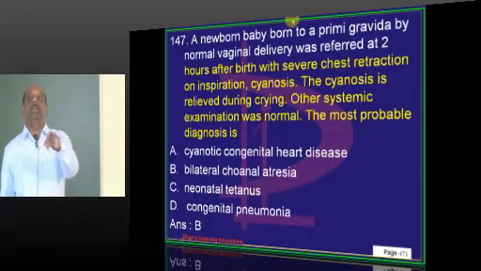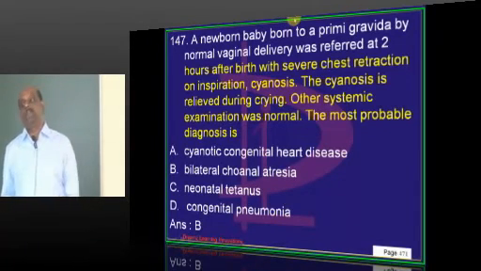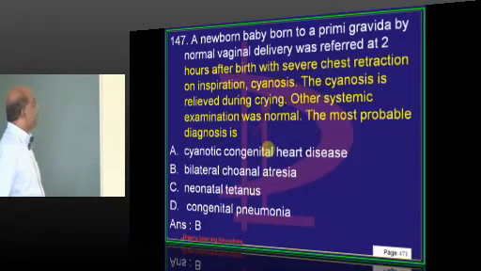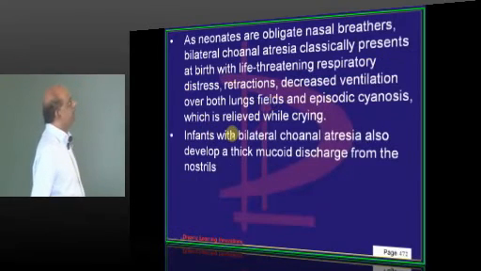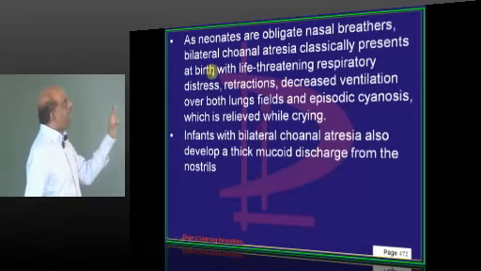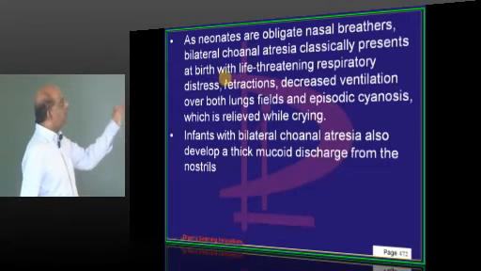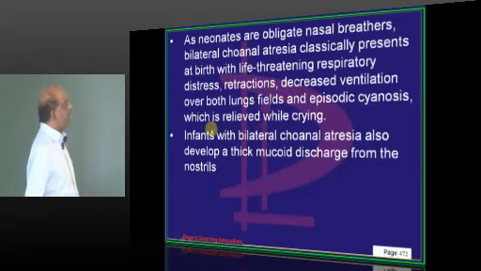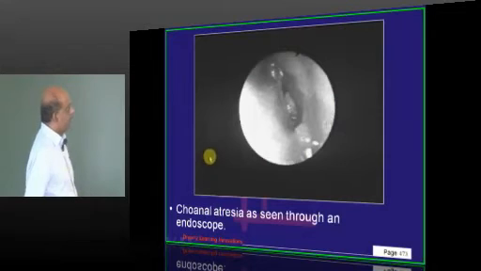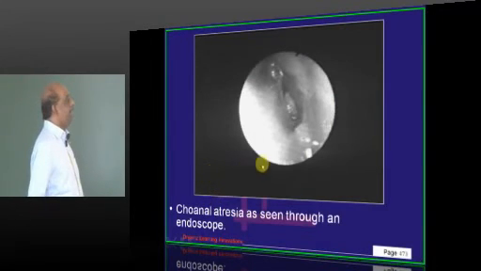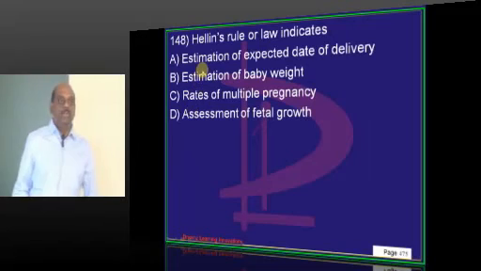You should also guess how will be the clinical presentation of meconium aspiration. Congenital pneumonia will not be relieved during crying. Relieving of the cyanosis with crying is an important clue to what level is the obstruction. Neonates are obligate nasal breathers. So there will be a life-threatening respiratory distress and retraction, and that becomes relieved with crying, when they open the mouth, no? So that's the idea.